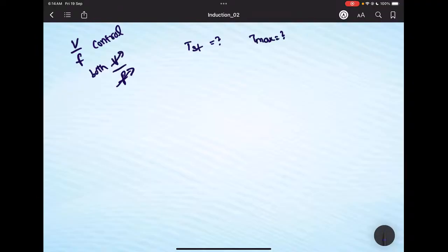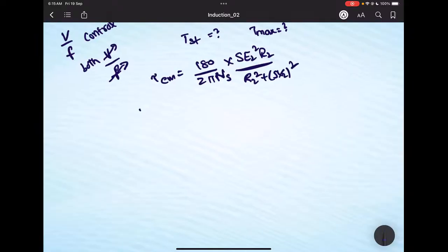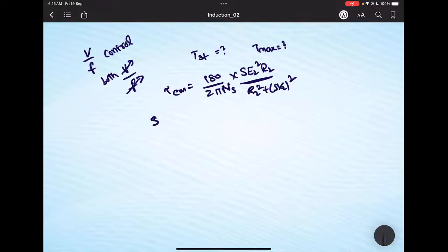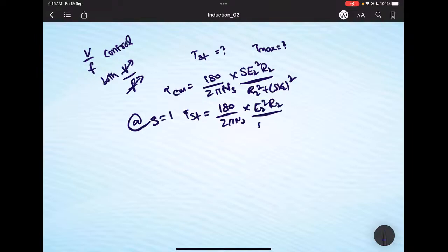Let's note down the equation. Electromagnetic torque developed in an induction machine can be given as 180 by 2 pi ns into S E2 square R2 by R2 square plus S X2 whole square. At the time of starting, S equal to 1. Then T start equals 180 by 2 pi ns into E2 square R2 by R2 square plus X2 whole square.